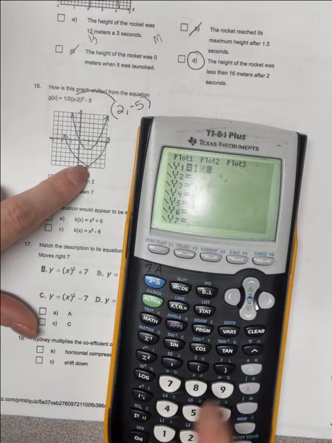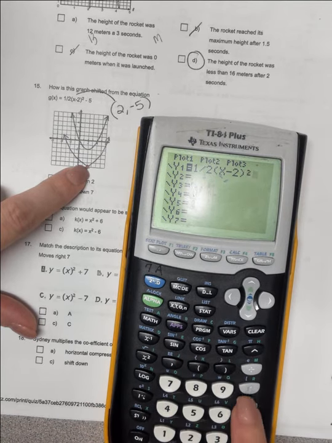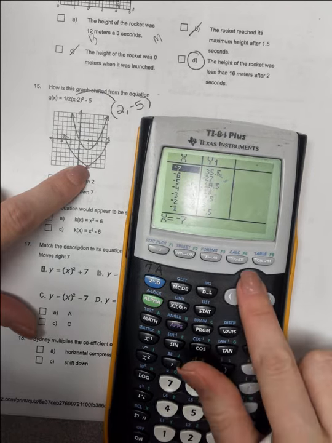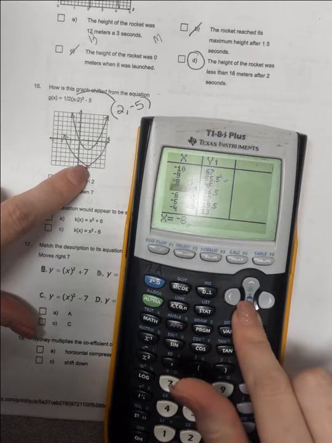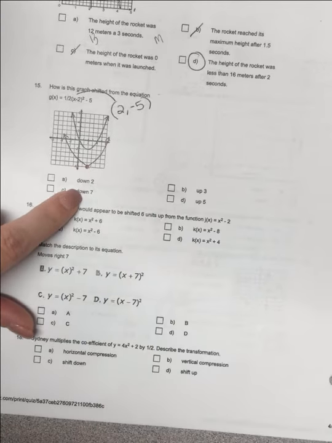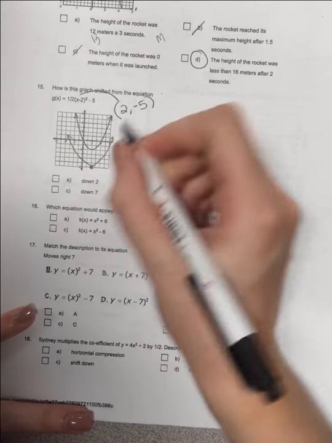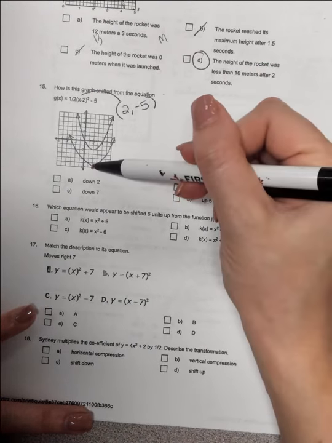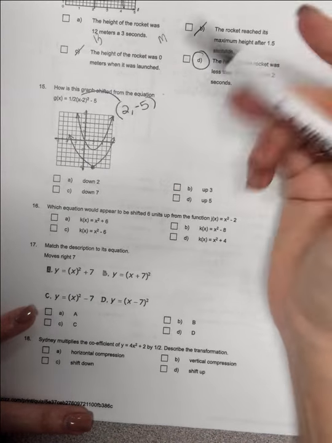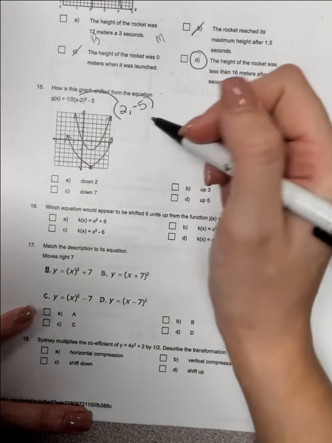Let me just check to make sure that looks correct. 1/2 (x minus 2) squared. So if I look at it, the vertex should be at, I said 2, -5. So -3, -3, right there at 2, -5, yes. Okay, so 2, -5, that's my vertex. So how is the graph shifted from this equation? So from here, it is going up 1, 2, 3, 4. Up. Did I count that wrong?